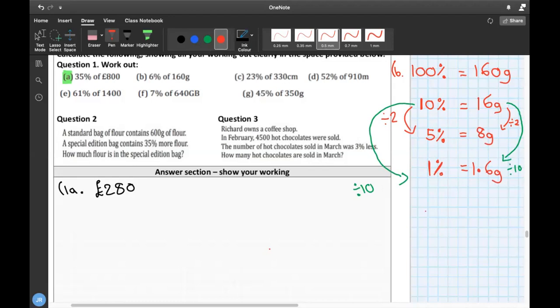Okay, so how do I get that 6%? I get 6% by adding 5% and 1%. So I need to do the same thing with their values. 5% was 8 grams, 1% was 1.6 grams. So 8 grams add 1.6 grams gives you 9.6 grams. Okay, that was B. Okay, next one.